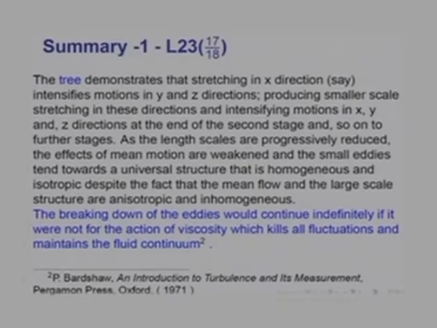As the length scales are progressively reduced, the effects of mean motion are weakened, and small eddies tend towards a universal structure that is homogeneous and isotropic, despite the fact that the mean flow and large scale structure are anisotropic and inhomogeneous. The breakdown of eddies would continue indefinitely if it were not for the action of viscosity, which finally kills the fluctuations and maintains the fluid continuum.